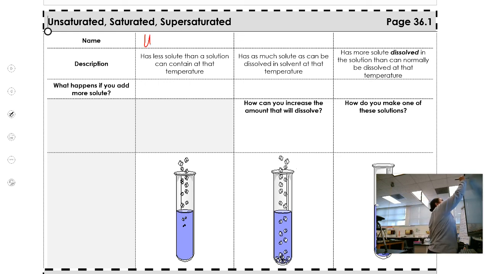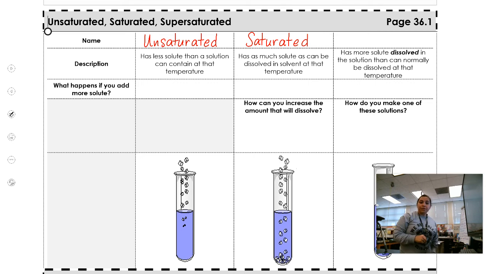There's unsaturated solutions, and there's saturated solutions. So the first type of solution, which is an unsaturated solution, is a solution that has less solute than the solution can hold at that temperature. So what happened when you added more solute?